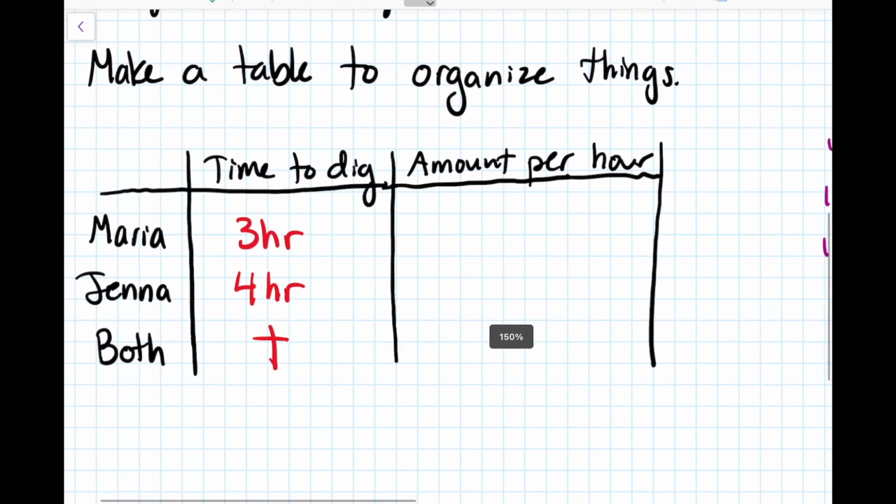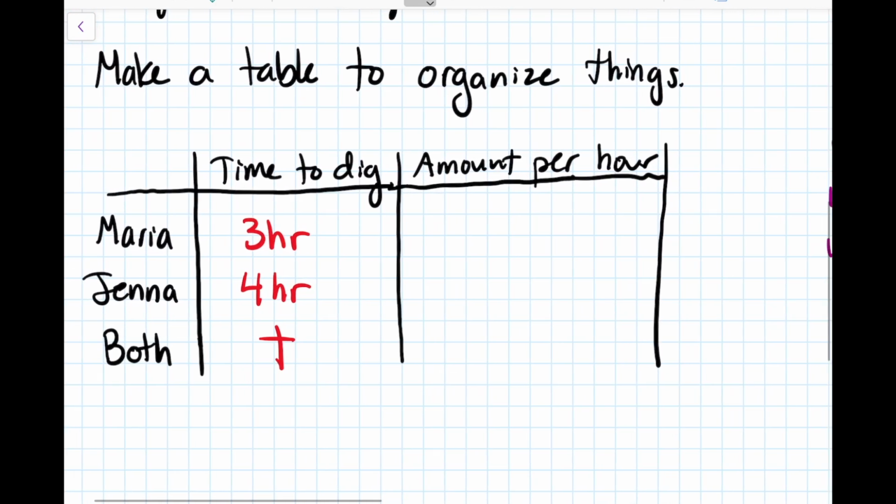And so coming back over here, then we'd say, okay, well, if Maria takes 3 hours to dig her hole, then per hour she's going to dig 1/3 of the hole. If Jenna takes 4 hours to dig her hole, then every hour she's going to dig 1/4 of it, right? Every hour she gets 1/4 of the way there.